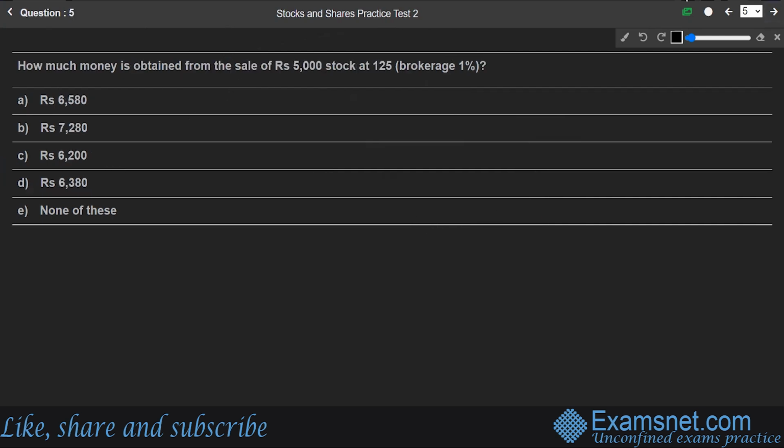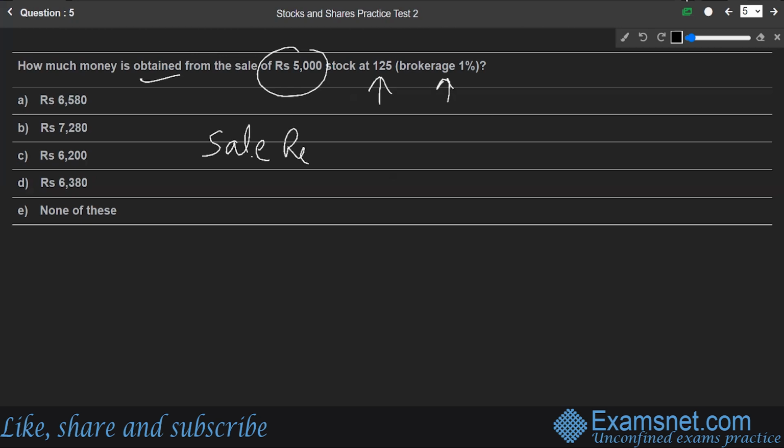Now, the question says, how much money is obtained from the sale of rupees 5000 stock at 125? The share is available at 125 rupees, brokerage being 1%. So clearly all the values are again mentioned. We are supposed to know how much money is obtained, so we need to know the sale realization here. There is a direct formula when the market value is given, the brokerage is given, and the amount is given. We can have the sale realization formula directly. So let us apply that formula.